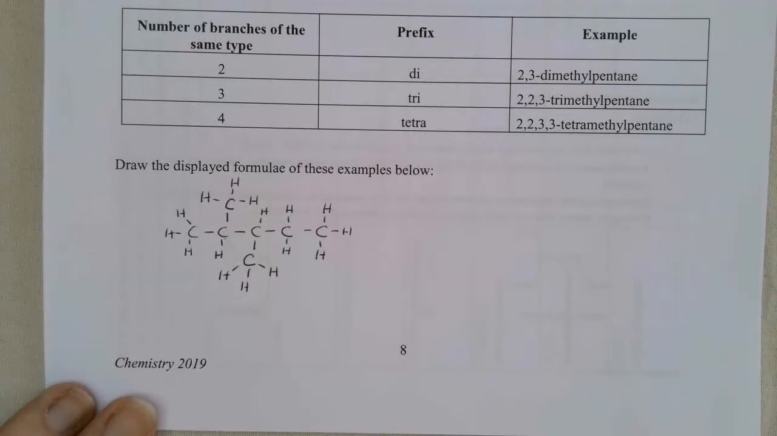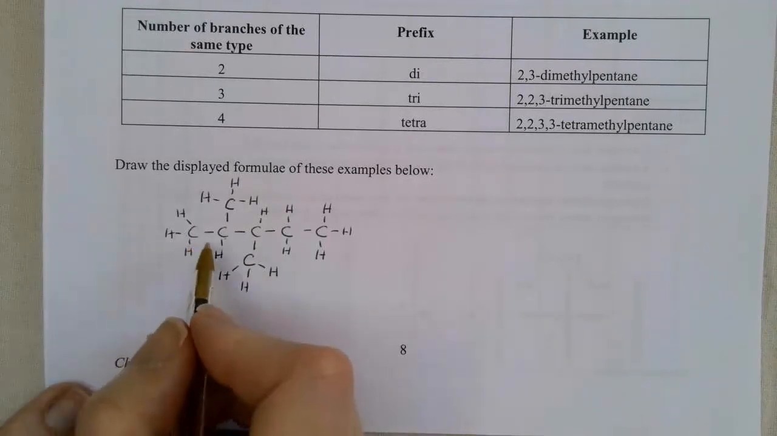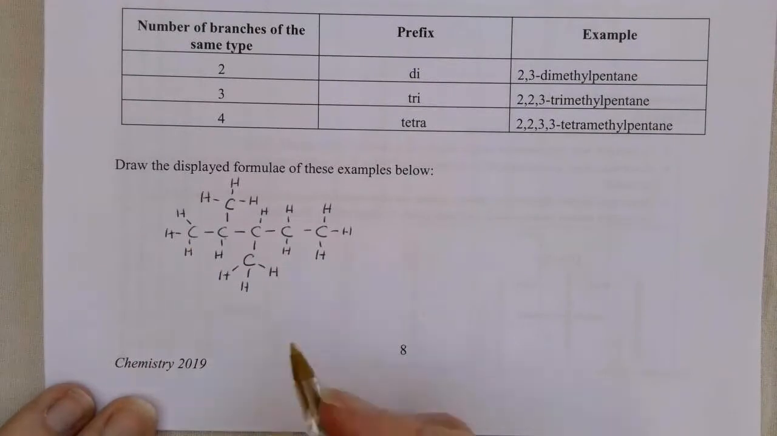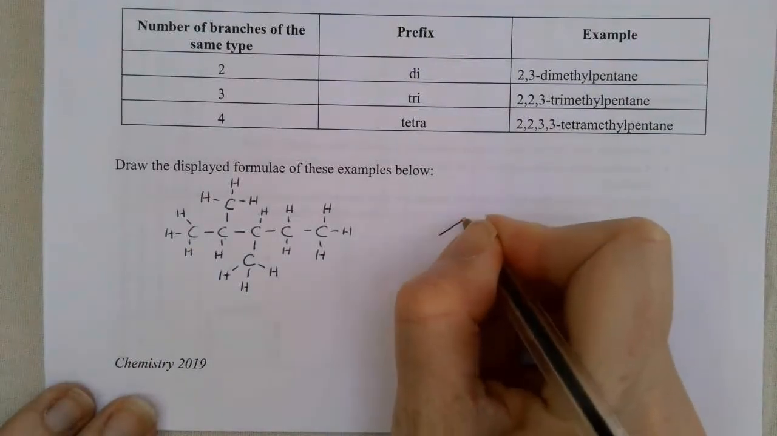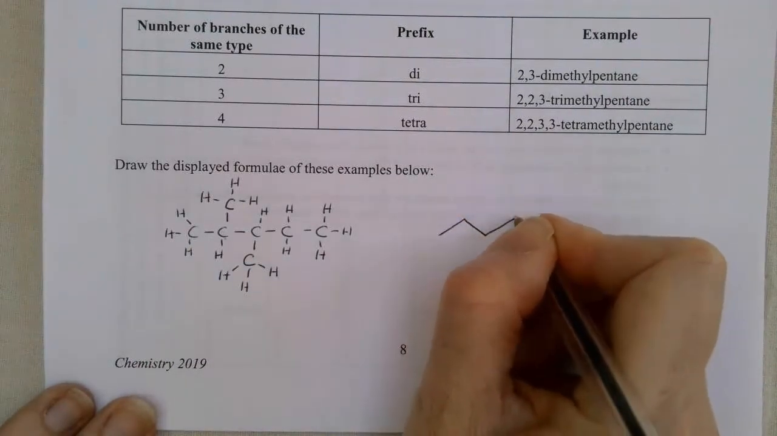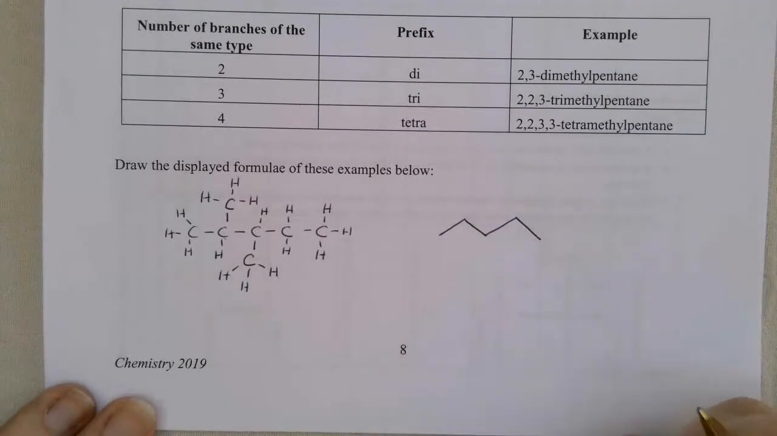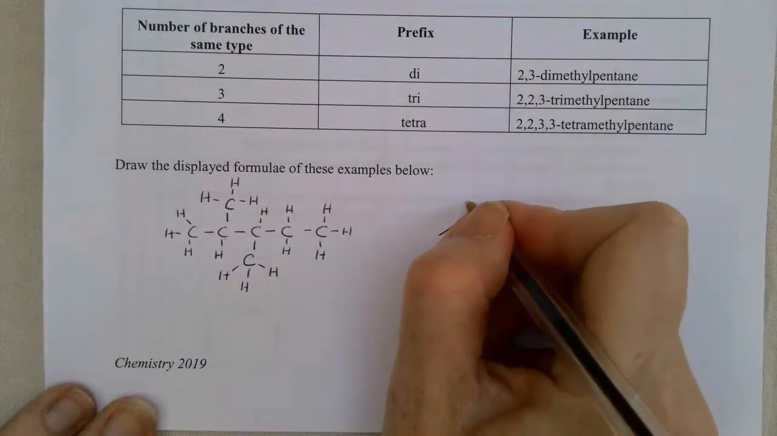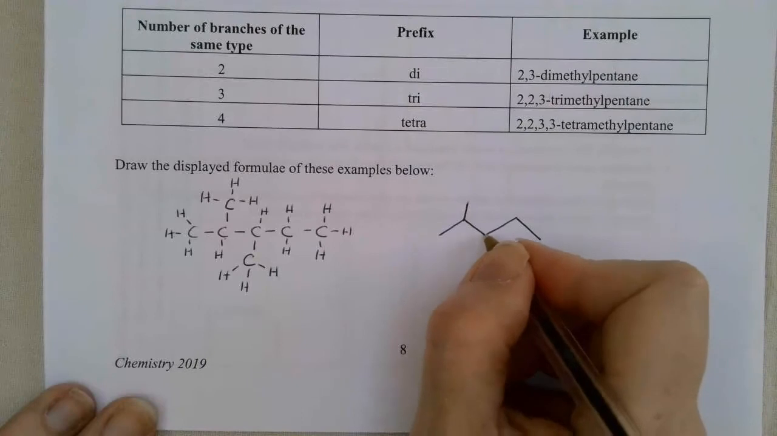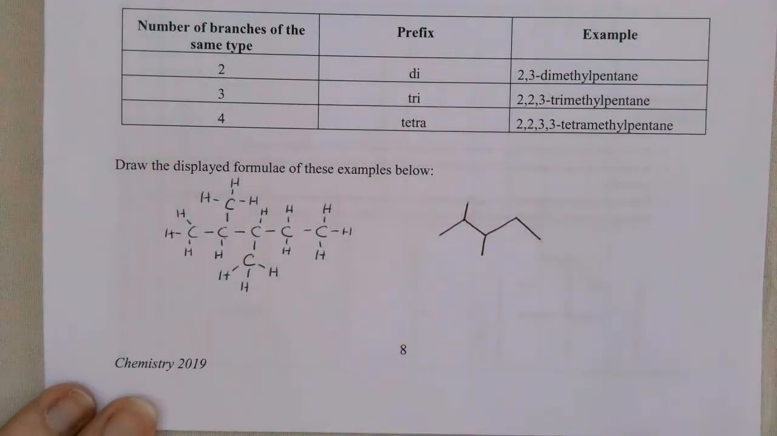So to draw the skeletal formula for this one, I've got 5 carbons in a chain. So that's going to be 1, 2, 3, 4, 5 carbons. And then on my second carbon, I have a branch. And on my third carbon, I have a branch. And that's quite often why you'll see skeletal formulas drawn, because they're much quicker to do.